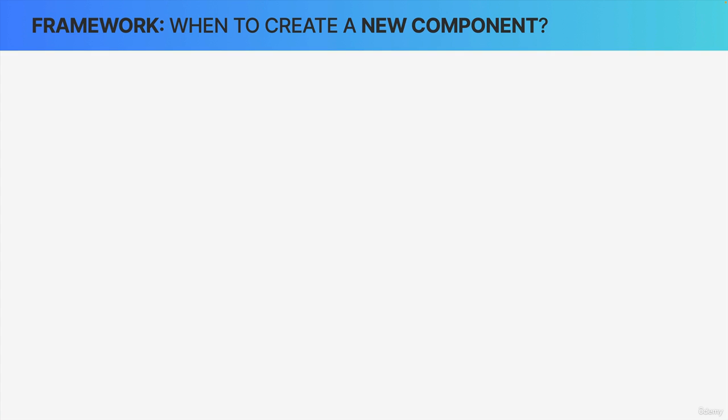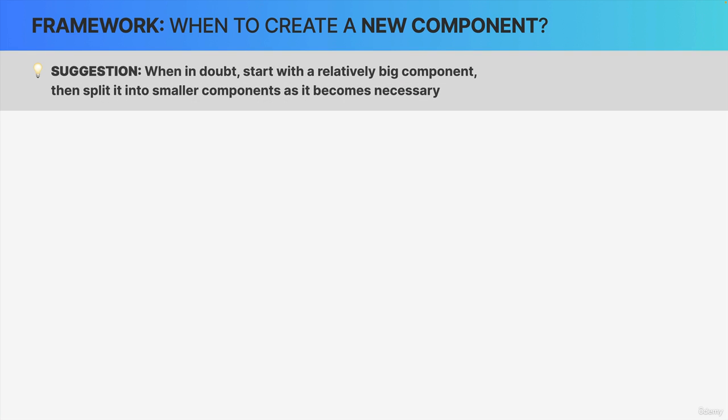So the idea is that when you're creating a new component and you're in doubt about what the component should include, just start with a relatively big component, but not a huge component, and then split that bigger component into smaller components as it becomes necessary. But naturally, you will now ask, when does it actually become necessary to split big components into multiple small ones?